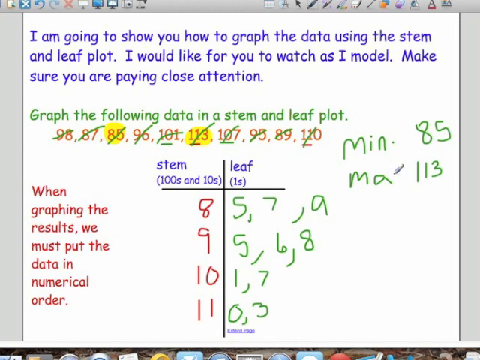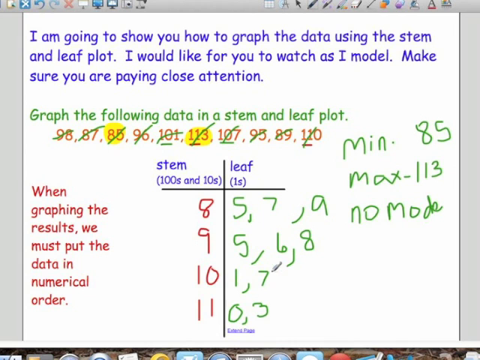Also, if we want to find the mode, the one that occurs the most often, we're going to look for some repeats. Do you see any repeats? We have a 5 and a 5, but this one's 85 and this one's 95, so that's not a repeat. What you're going to do is you're going to look over to the leaves and see if there's any leaves that are the exact same on the same stem. And you know what, I'm looking here, I don't see any. So sometimes you might have no mode. There isn't one that occurs the most often.